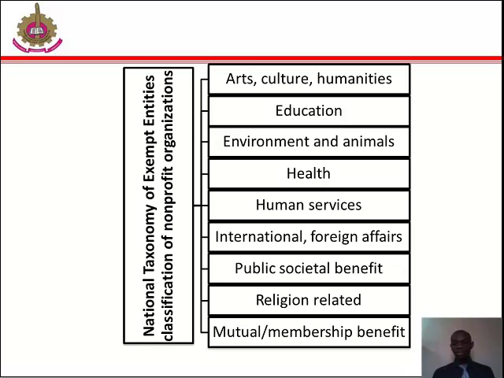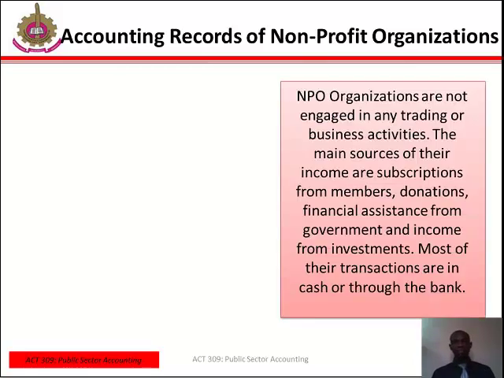Let's move on. As stated earlier, non-profit organizations are not engaged in trading or business activities. The main sources of their income are subscriptions from members, donations, financial assistance from government, and income from investment. Most of their transactions are in cash or through the bank.